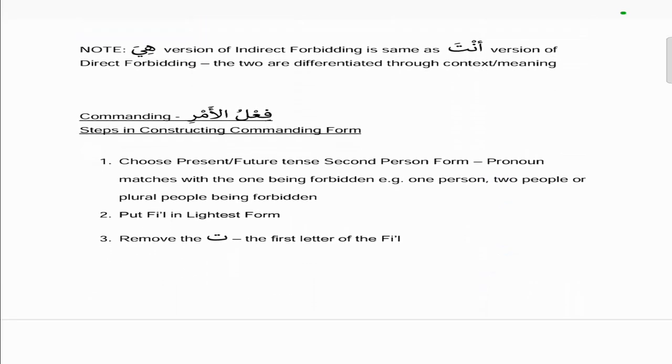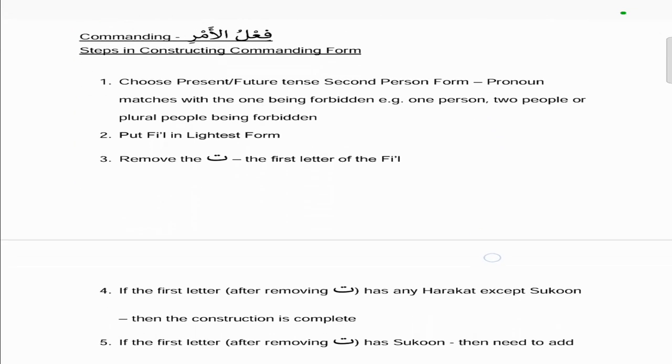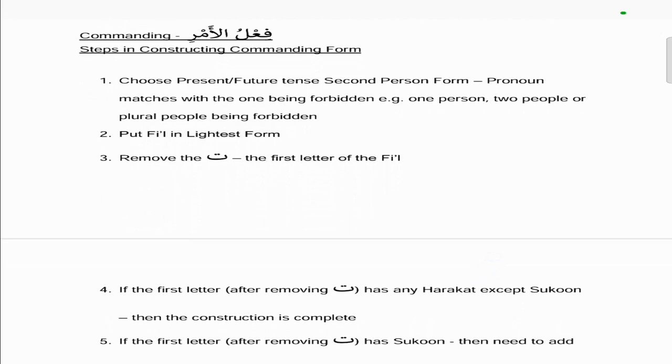Just to note that the hiya version of indirect forbidding is the same as the anta version of the direct forbidding. So the two are differentiated through context and meaning. So we move on to commanding. So the steps in constructing a commanding form.